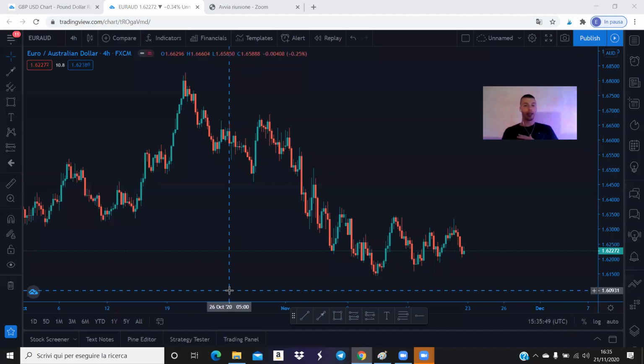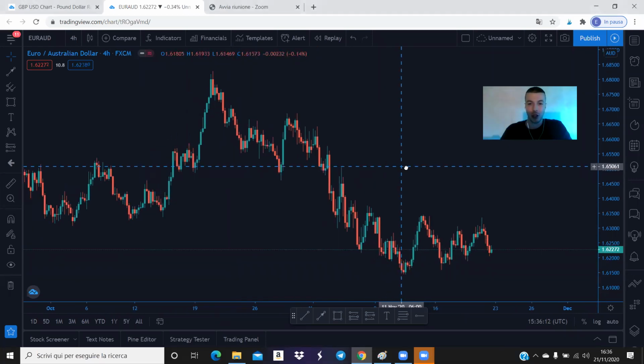The good thing is that the supply and demand strategy works on both ranging markets and trending markets. I personally prefer trending markets, and of course, I will show you why later, but the main reason is because you can use Fibonacci's together with your supply and demand areas.